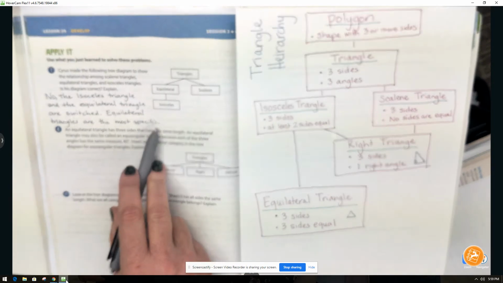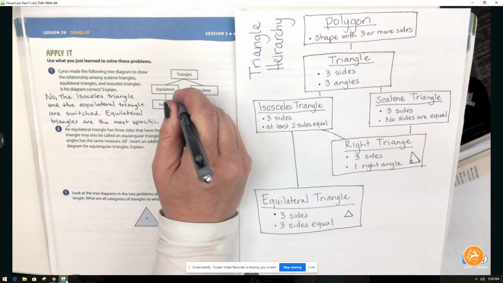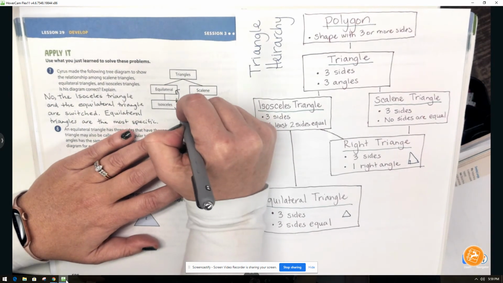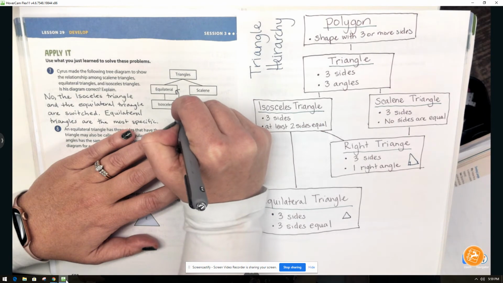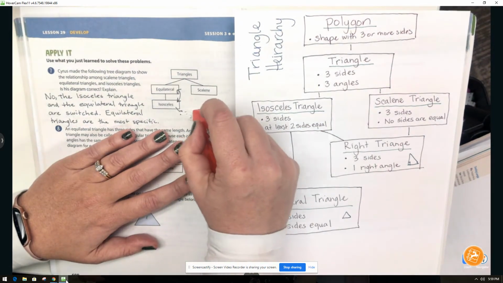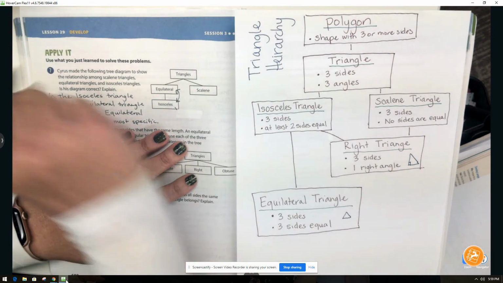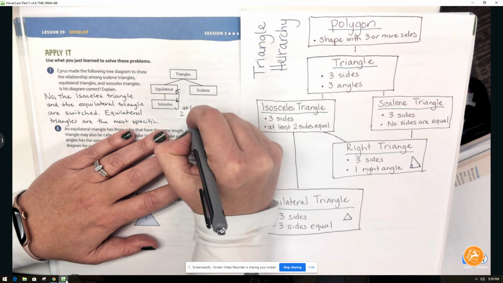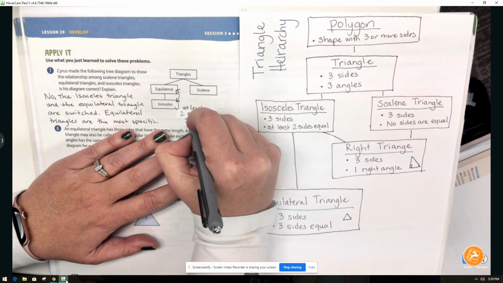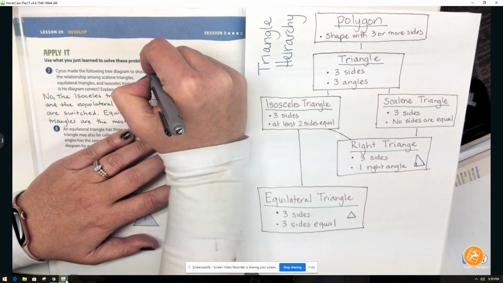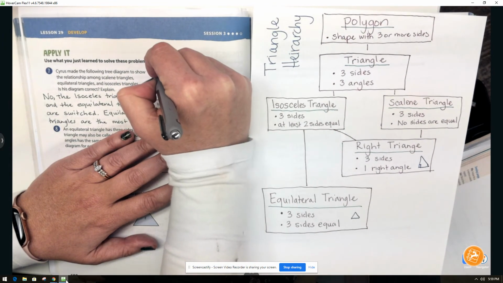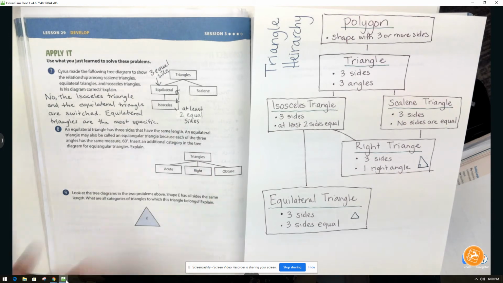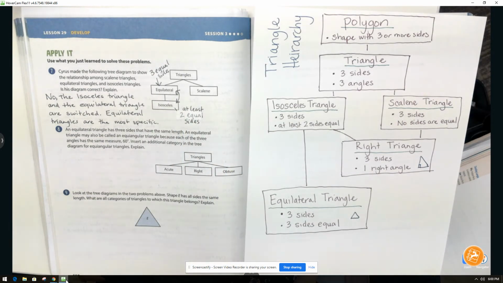Because they're the most specific, we need to switch these two. Isosceles triangles need to have at least 2 equal sides. Equilateral triangles need 3 equal sides. So that's why the equilateral triangle needs to be down below and the isosceles triangle needs to be up top. The other two are right where they need to be.